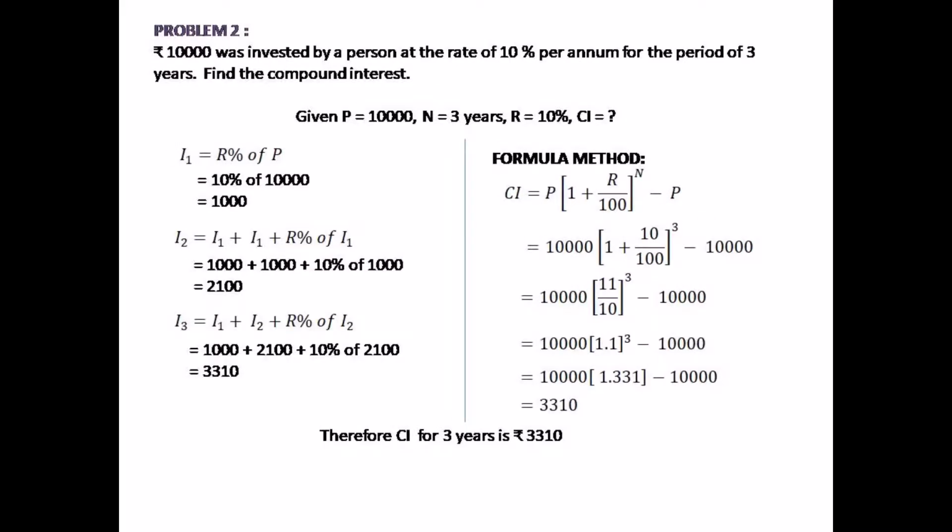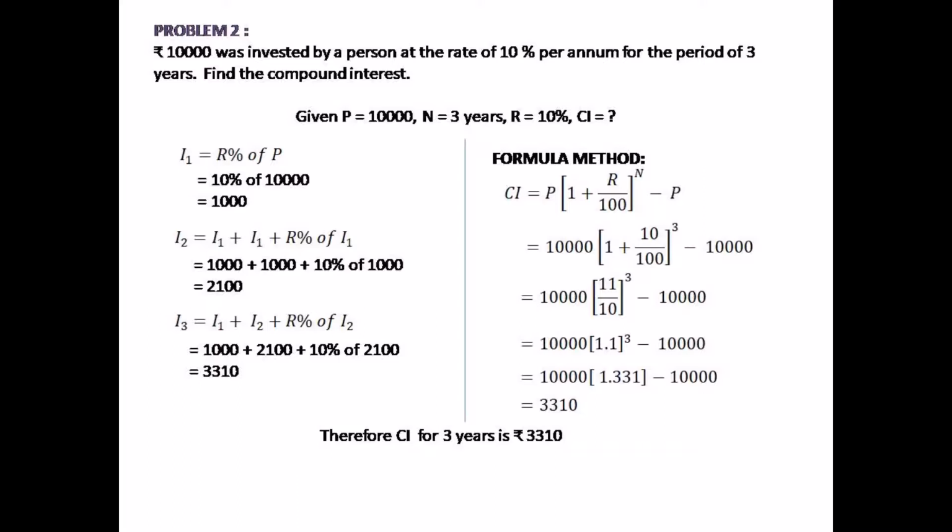Rupees 10,000 was invested by a person at the rate of 10% per annum for the period of 3 years. Find the compound interest. It is given that P equals 10,000, n equals 3 years, R equals 10%. We have to find the compound interest. I1 equals R% of P. That is 10% of 10,000. Gives I1 as 1,000. I2 equals I1 plus R% of I1. That is 1,000 plus 10% of 1,000.